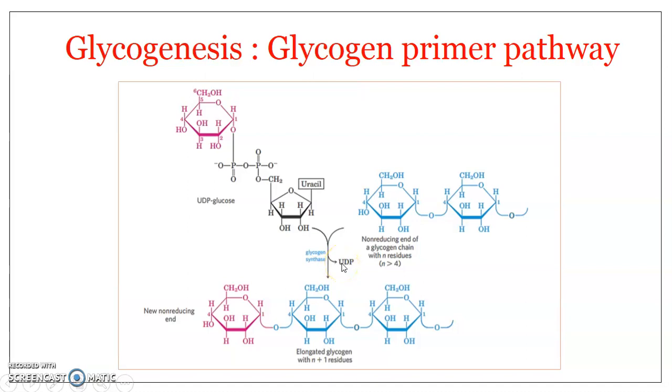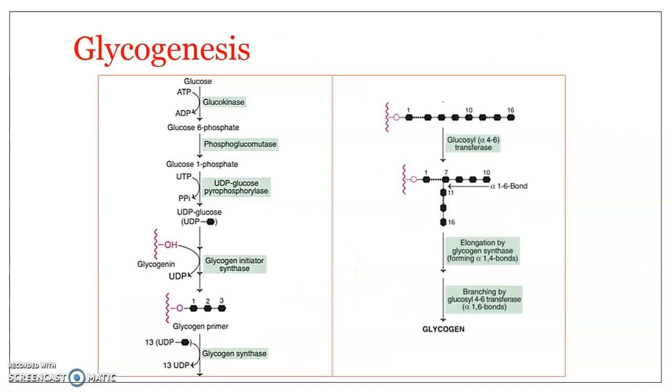Now glycogen synthase requires a primer, as already mentioned. It requires a 1,4 polyglucose chain as a primer. That is what the glycogen primer acts as. This glycogen primer has to be at least 4 glucose residues in length, and only in that condition can it act as a glycogen primer. So only when the chain is more than 4 glucosyl units long can glycogen synthase catalyze the transfer of the glucosyl residue from the UDP glucose.